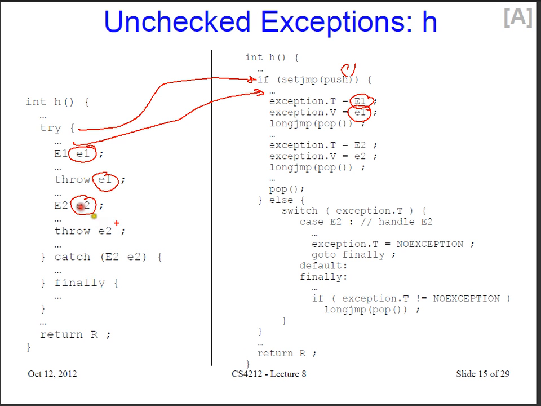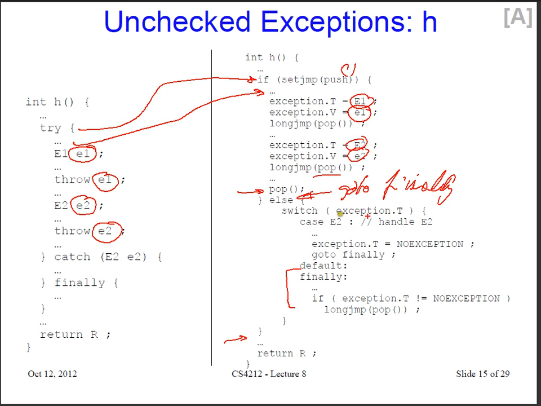If the exception that we want to throw is E2, then we set a type, and we set a contents, and we do a long jump of a pop. If we have made it to this point, it means that no exception is being thrown, and we can just pop the element from the stack. And here we also need to have a go to finally. Okay? Or alternatively, we could take all the finally here. We can take it and put it outside.